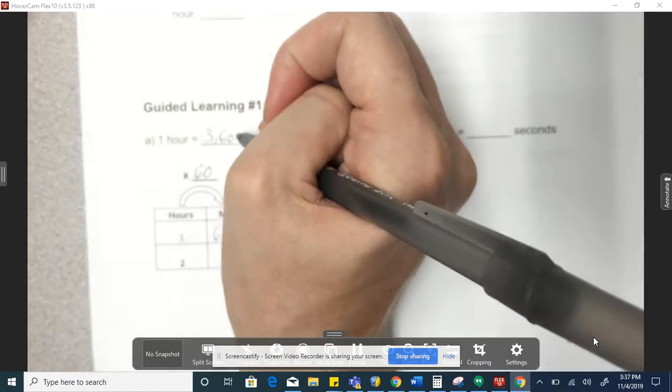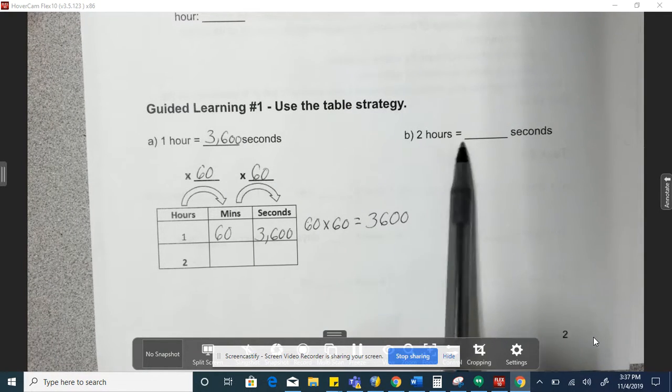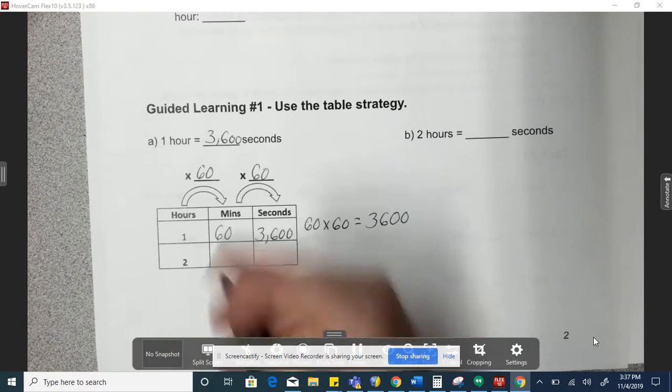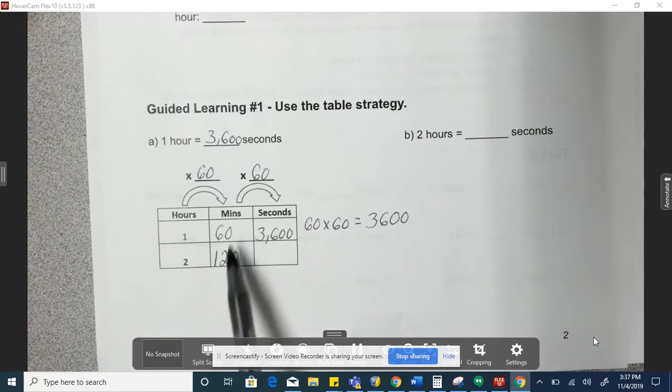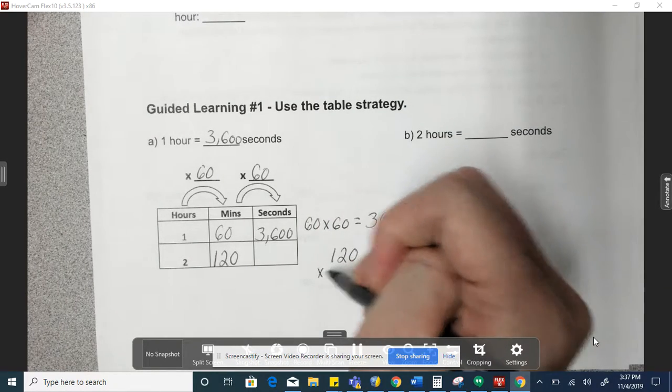I can use this to help me solve for part B. 2 hours is equivalent to how many seconds? Well, I already know that there's 60 minutes in every hour, so 2 times 60, well, I know 2 times 6 is 12, so 2 times 60 is 120. Now what I'm going to do is 120 times 60. I'm going to write that out over here because that's a little bit hard to do in my head.